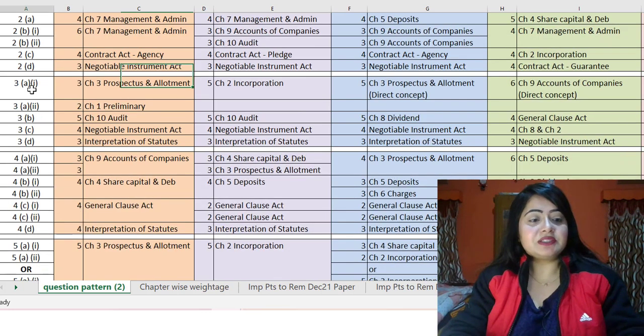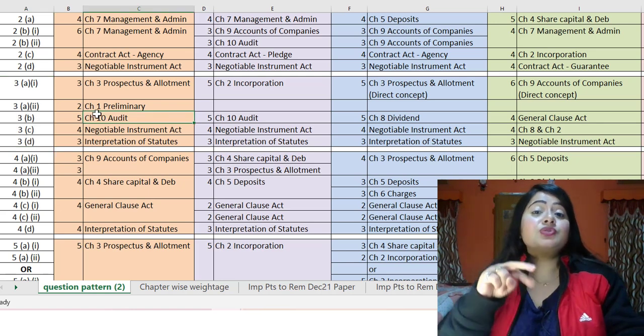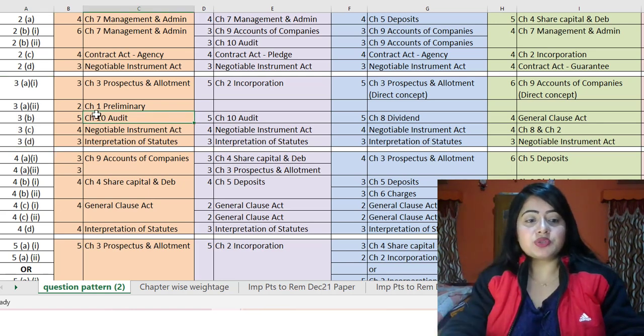Next, let's talk about the third question. Again, it has 4 internal parts. Each of them may also have some internal subparts. Here, the Negotiable Instruments Act is coming for 4 marks, and then the interpretation of statutes is always coming for 3 marks. Apart from that, the rest of the 10 marks are for the Companies Act, right?